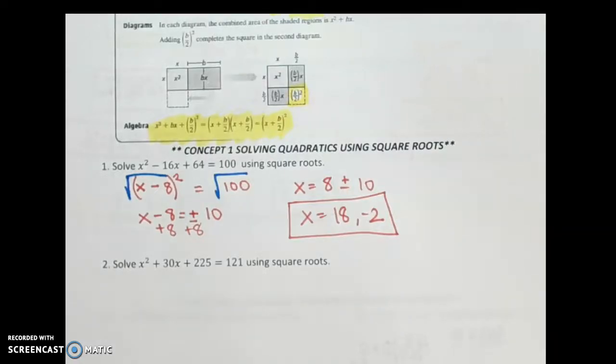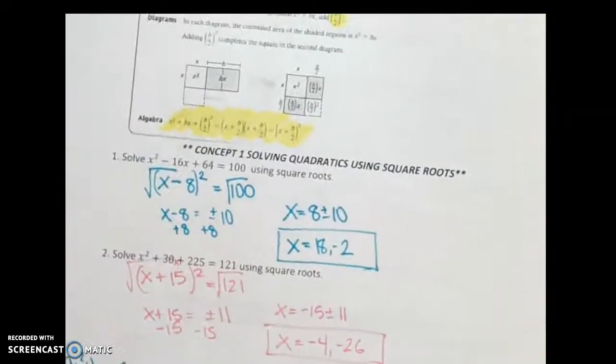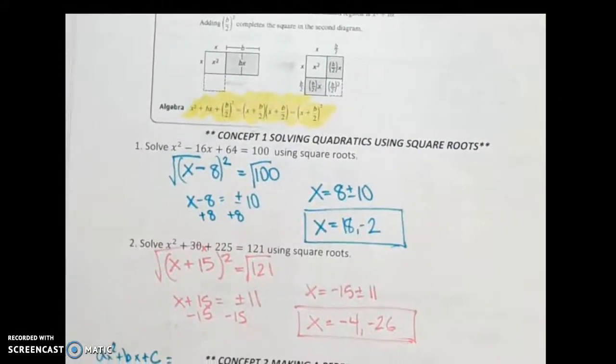Alright, go ahead and give number 2 a try. Pause right now. When you are done, unpause, and I'll be showing you the answer. Okay, number 2. You should have x equals negative 4 and negative 26.